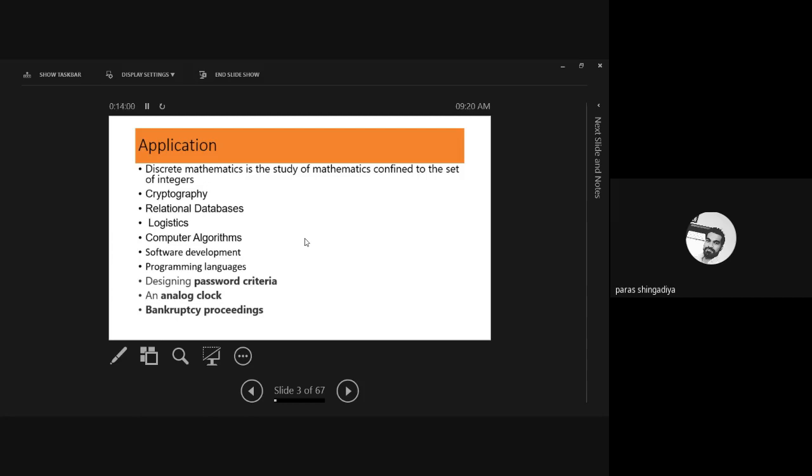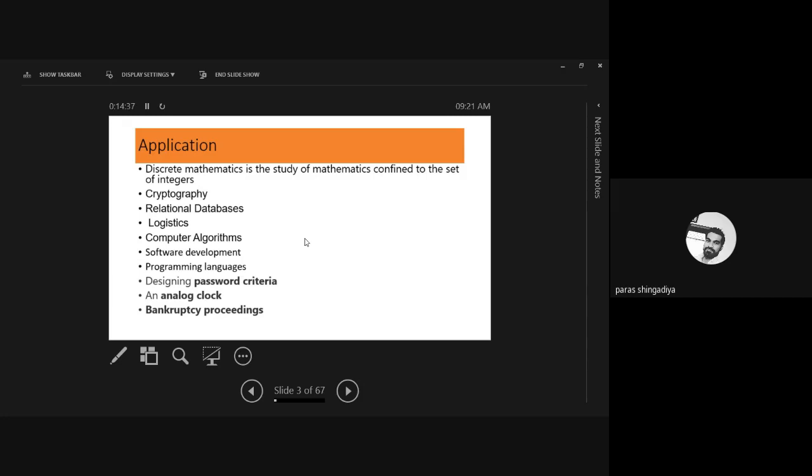And these are the main applications of discrete mathematics. Where it is required, we can also learn in detail. But first we'll learn some topics of logic and predicate, and then we'll discuss some of the applications in detail. Why it is required in cryptography. What is the importance of discrete mathematics topics in relational databases? It is used in logistics, then algorithms, then programming languages. Designing the password criteria is important.